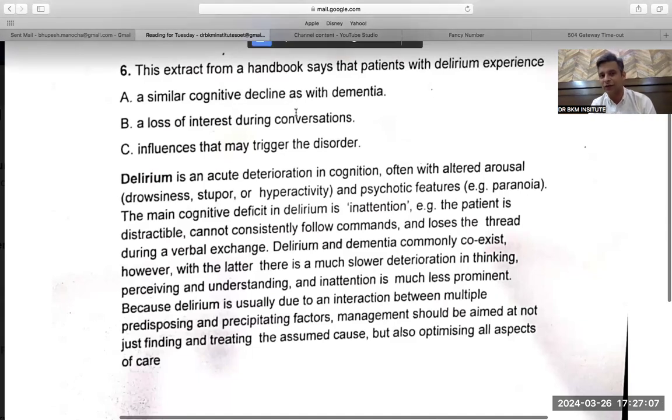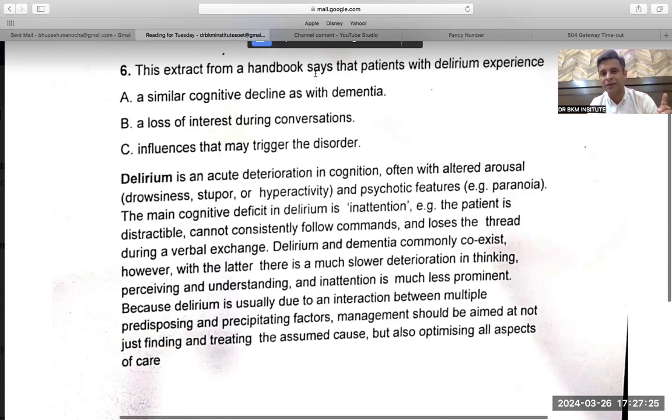So the extract from a handbook says that patients have a similar cognitive decline. No, they do not have similar, because in dementia it is chronic, in delirium it is acute. So this line does not go. 100% elimination. A loss of interest during conversation. Yes, he loses the thread.